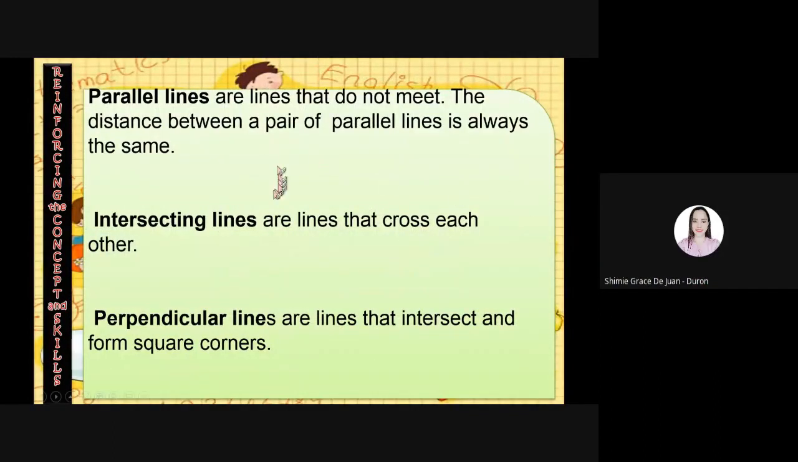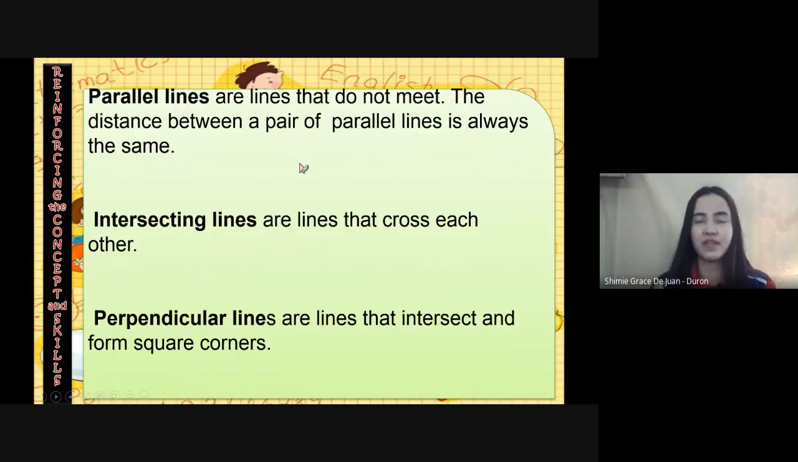First one is the parallel lines. These are the lines that do not meet. The distance between a pair of parallel lines is always the same. So our first activity earlier shows that figure 1 is an example of a parallel line. Can you still remember it? Okay.